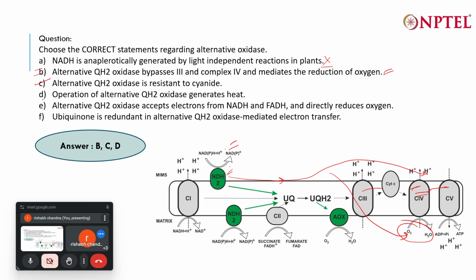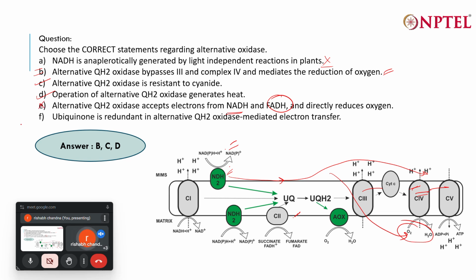Okay, then operation of alternative QH2 oxidase generates heat. Yes, this is correct. Then alternative QH2 oxidase accepts electrons from NADH and FADH and directly reduces oxygen. No, it cannot accept the electrons from FADH. It can only accept the electrons from NADH that is present in the cytoplasm. But it cannot use the electrons that are present in the matrix. Okay, so this is false.